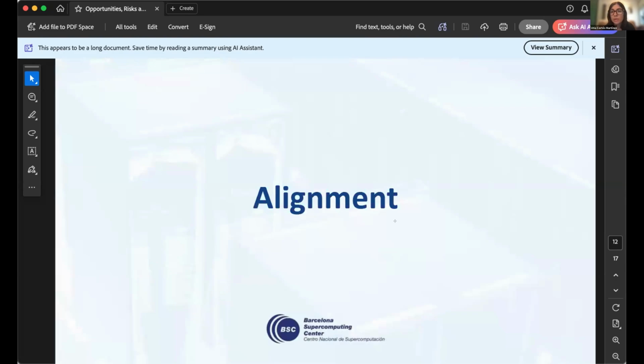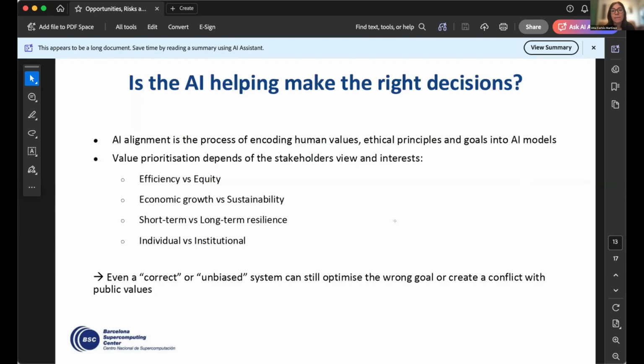And finally, when we talk about alignment, we have built our data set, we have built our model, we've trained it, we've evaluated it, we've tested with different benchmarks, but then we need to ask if we are making the right decisions. Because when we talk about AI alignment, we are talking about how to encode our human values, ethical principles, and also the intentions that we have with this system into the AI models.